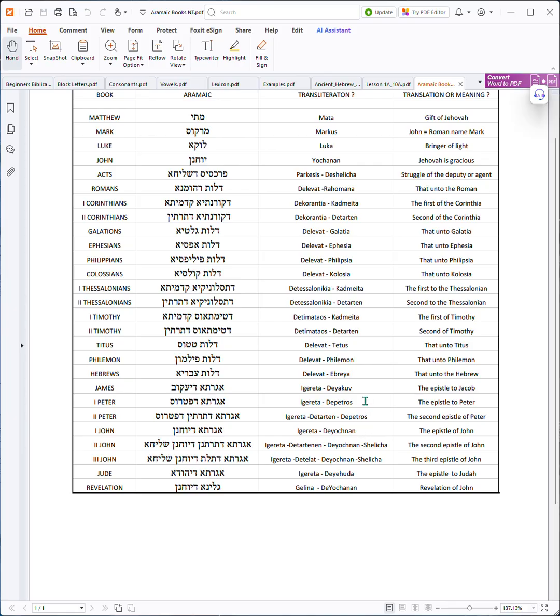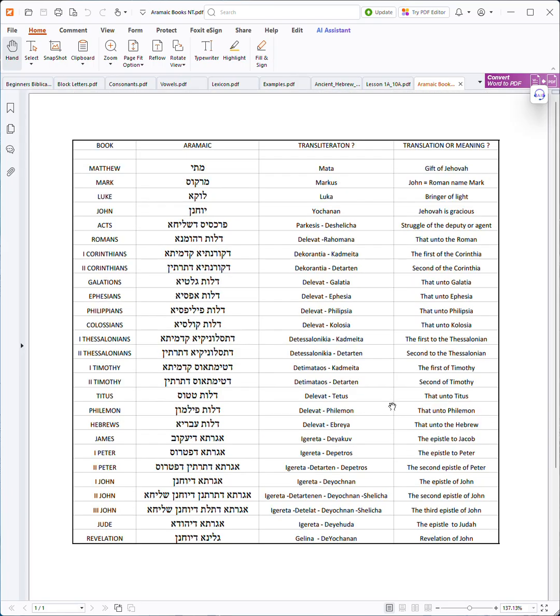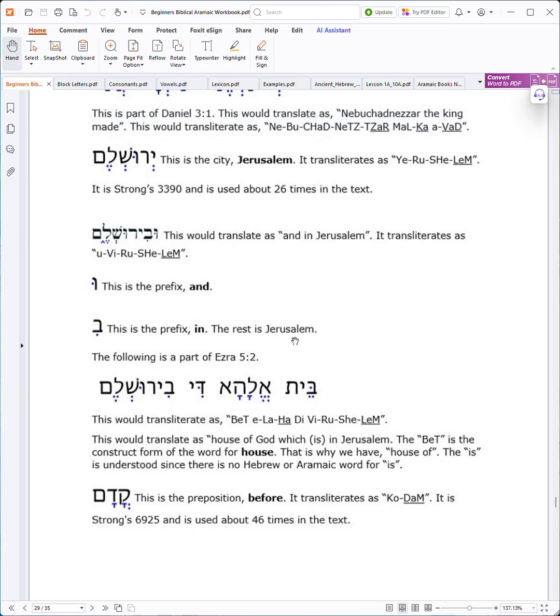And this is the epistle of Peter. And this is the second epistle of Peter, the epistle of John, the second epistle of John, the third epistle of John, and the epistle of Judah, and Revelation of John. So, Galena de Yochanan, Revelation of John. So I thought that might be interesting and a good way to end Lesson 10.